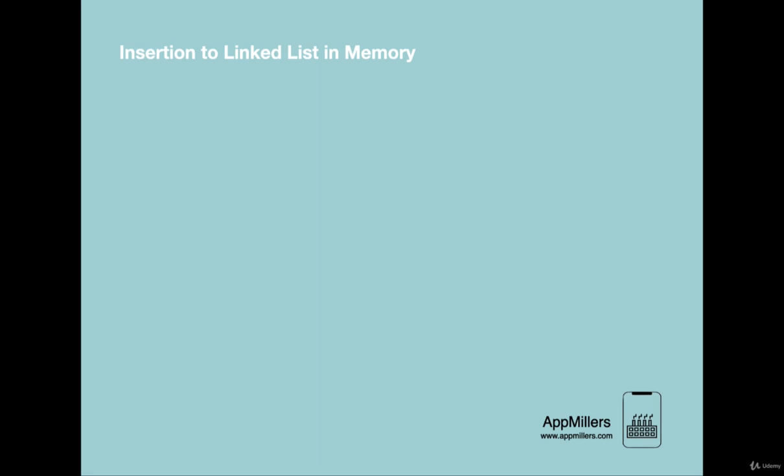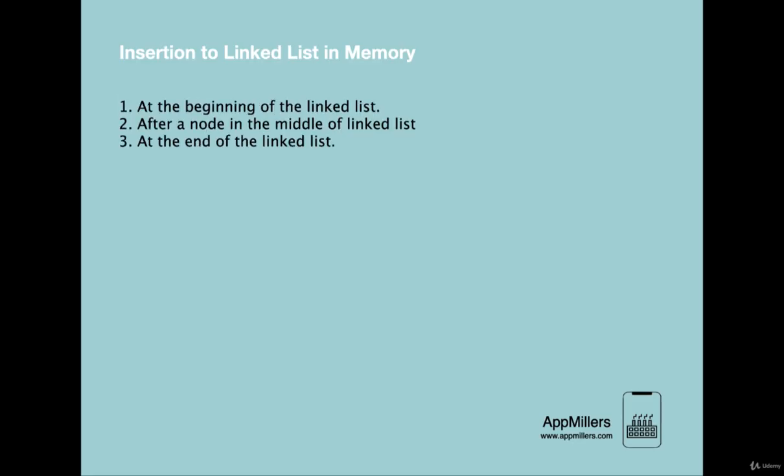Hi there, in the previous lecture we have learned how to create a single linked list. In this lecture we will learn how to insert a node to the single linked list and how it reflects in the memory. There are three ways to insert a new node in an existing single linked list. We can insert a node at the beginning of the linked list, we can insert a node after a node in the middle of the single linked list, and we can insert a node at the end of the single linked list.